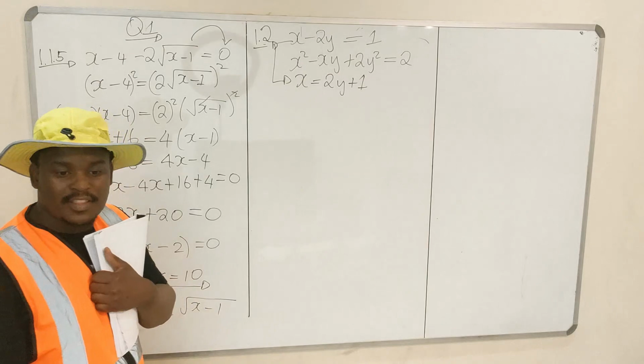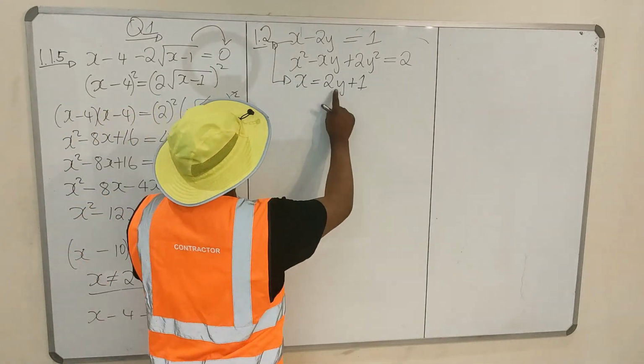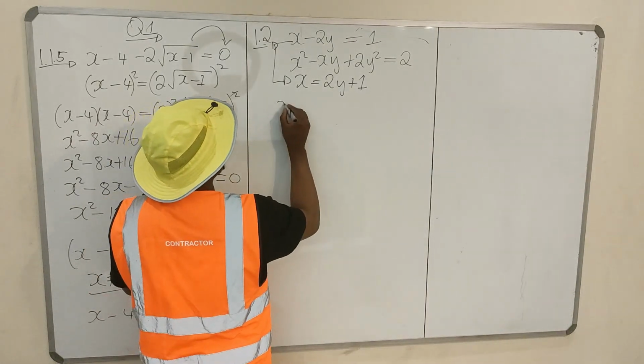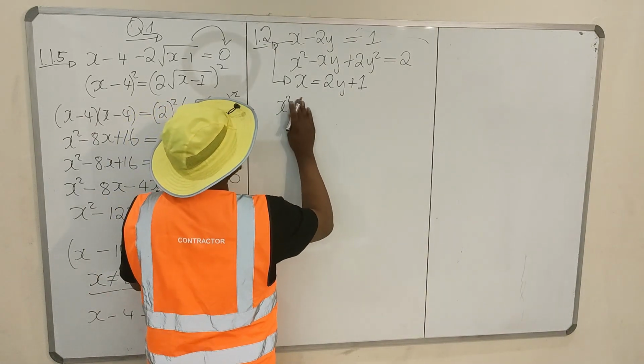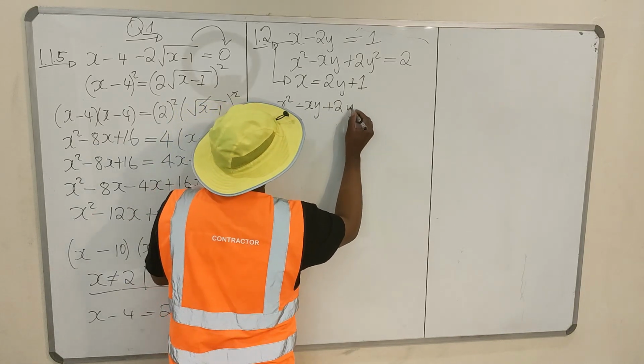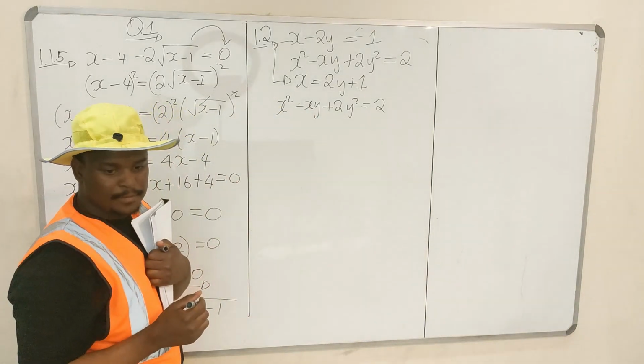And then now, once you solve for your x, you substitute your x into the second equation, the other equation that you're given. When you see your x here, you substitute this thing. So what do we have? We have x squared minus xy plus 2y squared is equal to 2. Are you guys happy? Yes.